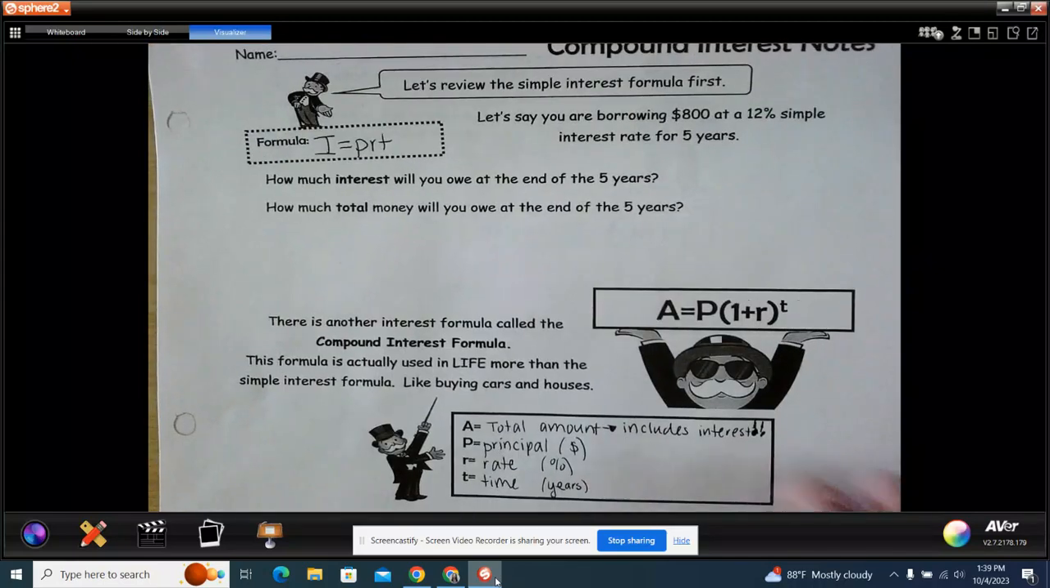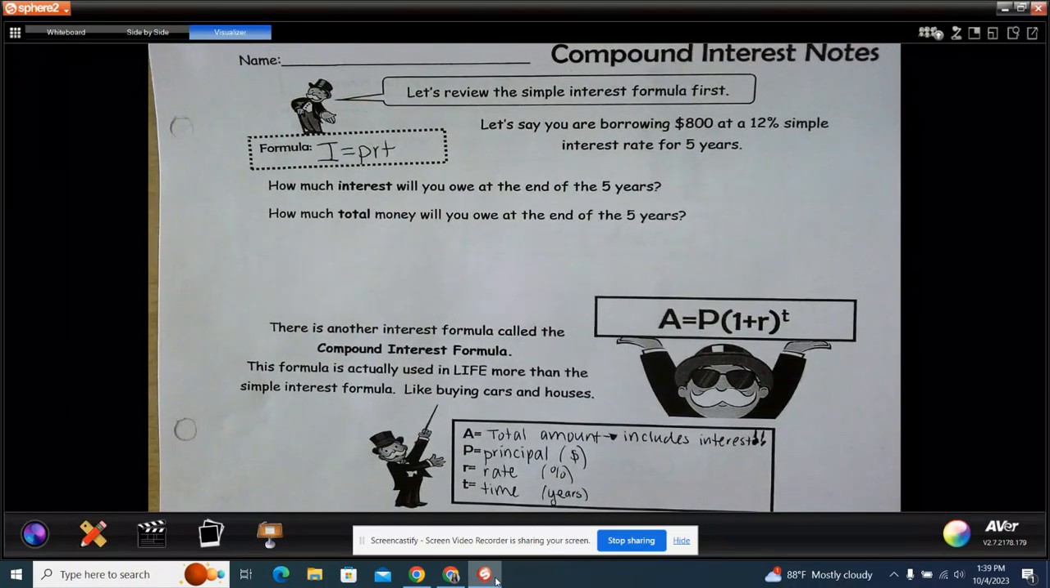All right, today we're going to learn how to do compound interest. So let's review simple interest first. So let's say you're borrowing $800 at a 12% simple interest rate for 5 years. How much interest will you owe at the end of 5 years, and how much total money will you owe at the end of 5 years?